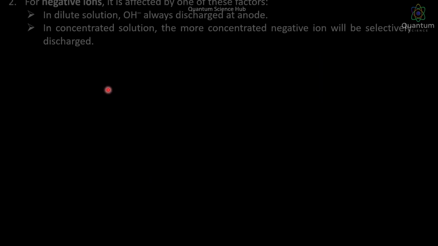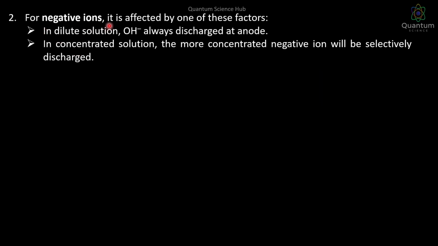Okay? Next, for negative ions, it is affected by one of these factors. In dilute solution, OH- always discharges at the anode. So that means in dilute, we always take OH-. What does dilute mean? It contains a lot of water. While in concentrated solution, it means it contains less water. So we take the more concentrated substance as the negative ion that will be selectively discharged.